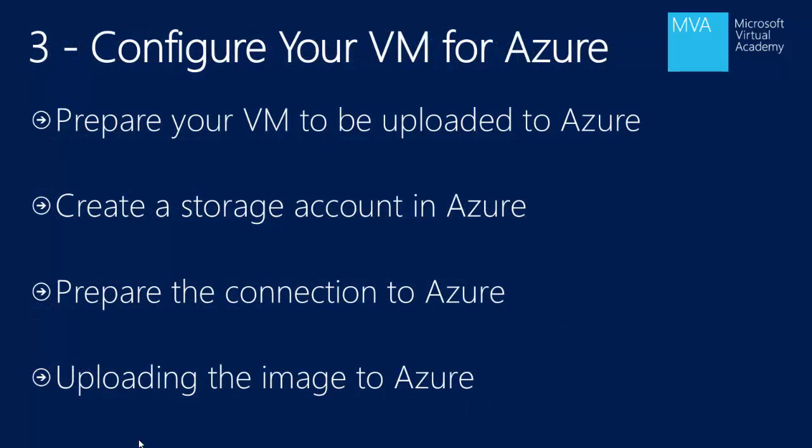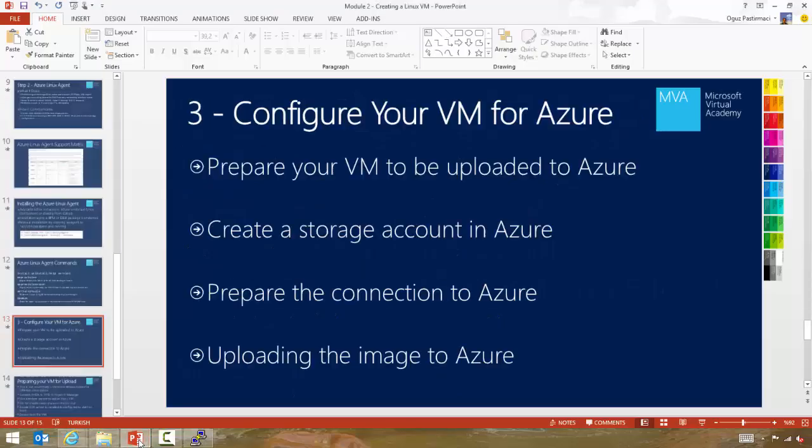And the last step is that you are going to configure your virtual machine for Azure. There are 4 things you need to do. Prepare your virtual machine to be uploaded to Azure. Create a storage account in Azure, so there should be a storage space where you will put this VM. Prepare the connection to Azure and upload the image to Azure. The documentation for these 4 steps is on the Azure website. So let me just jump there.